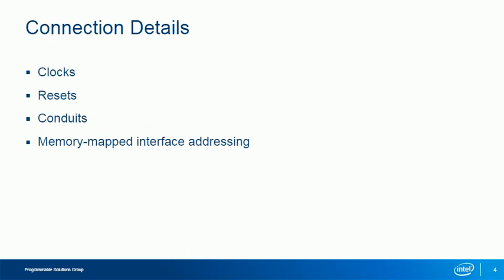All system connections between all interface types are made by means of the connection methods just discussed. Unconnected, non-exported interfaces will be flagged with warning or error messages, depending on the type of interface. To finish up this discussion, let's look at some details regarding specific types of connections, namely clocks, resets, conduits, and memory-mapped interface addressing.